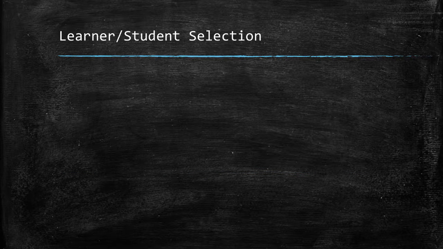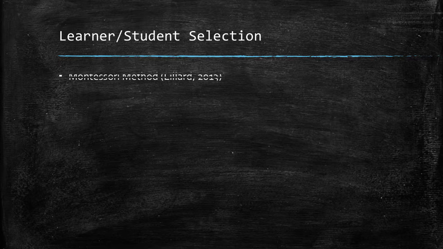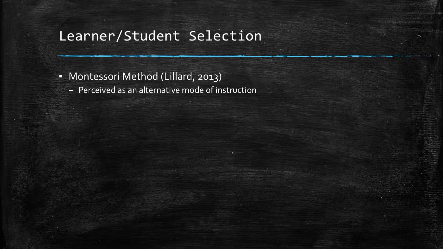We were first asked to select a learner or student population for this particular assignment, and I have selected pre-K through 3rd grade Montessori method schools. This is perceived as an alternative mode to what is known as normal instruction. An alternative mode is one that is not presently used extensively in the public education spectrum.